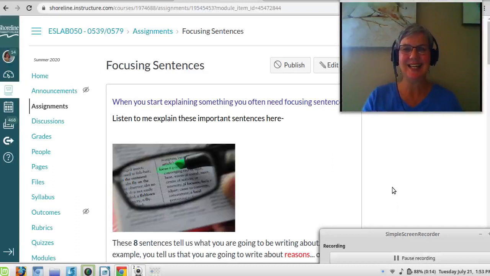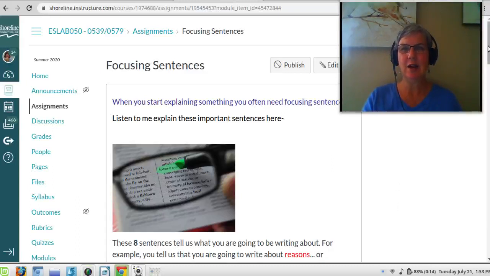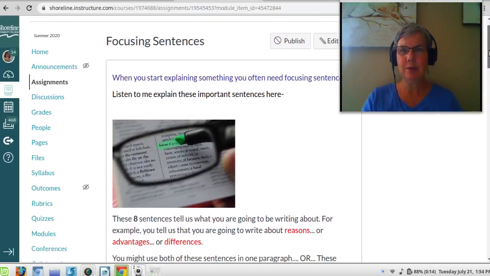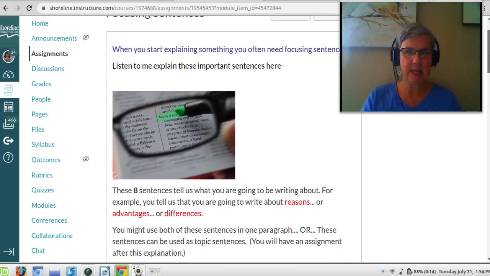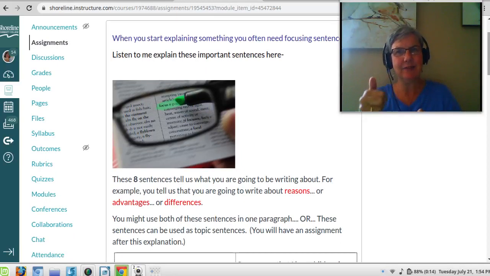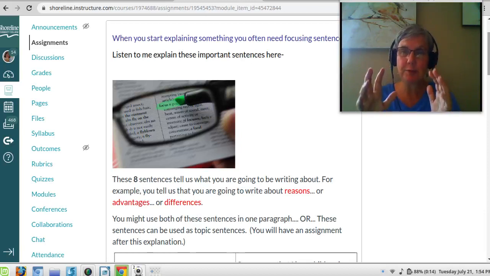Students, these 8 sentences are very important for your writing. They are important because they tell your reader what exactly you're going to be writing about in terms of reasons, differences, downsides, drawbacks, advantages, benefits. So they help your reader know what exactly you're going to say.